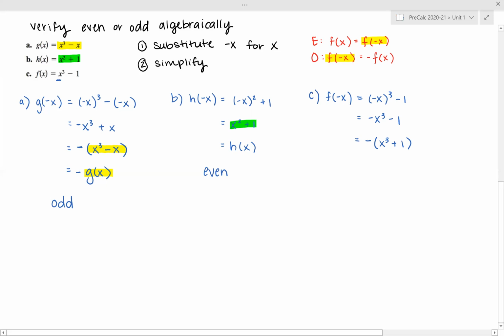When I factor out that negative, I'm left with a function that isn't the same. So this is not equal to f of x, and it's not equal to negative f of x. It doesn't fit my even rule. It doesn't fit my odd rule. So this one is neither. And that's that. Let me know if you have any questions.